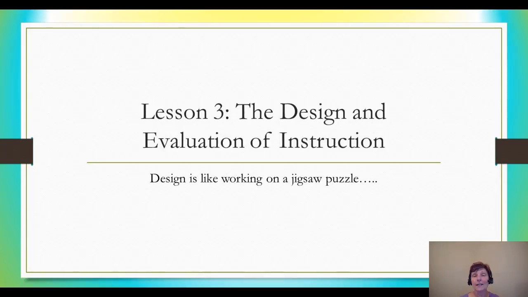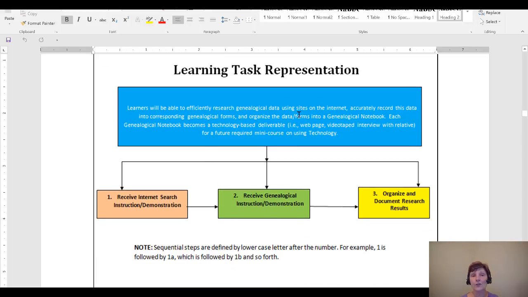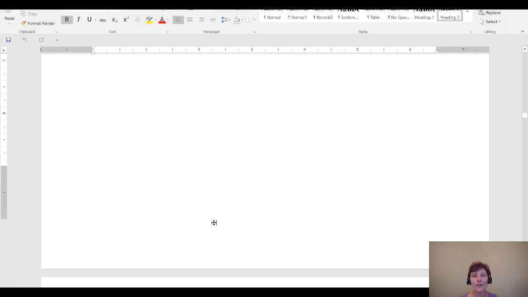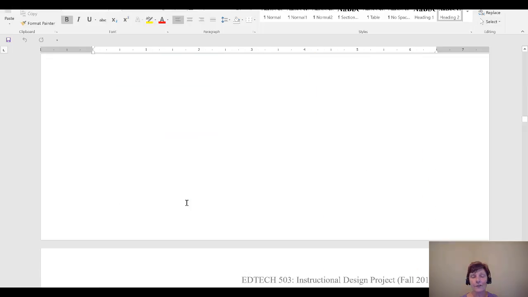For my EdTech example, I'm bringing in my EdTech 503, where I did a mini genealogy course. This is my learning task representation. This is the objectives of the course. These are the goals, again, pieces of the puzzle. And for each one of these colors, here is how the puzzle pieces fit.